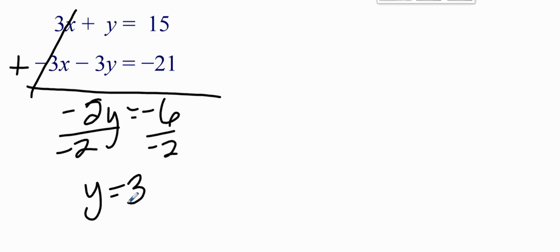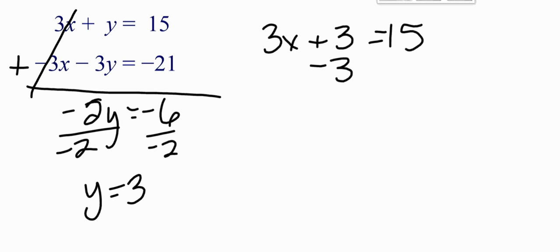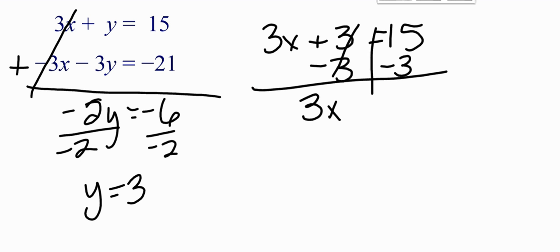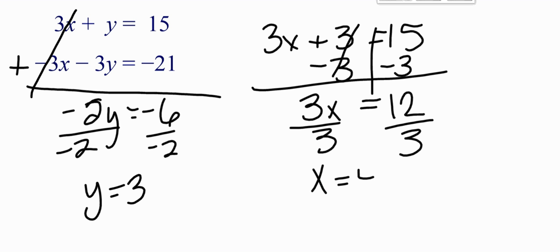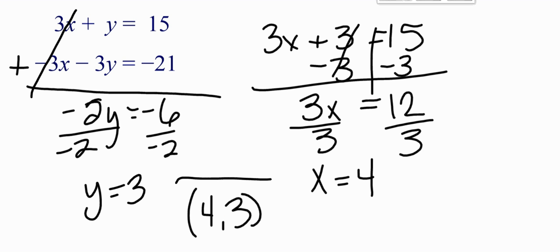And I just have to plug it back into one of the original equations. It doesn't matter which equation I plug it into, so I'm going to plug it into the first one. So 3x plus 3 equals 15. I'm going to subtract 3 from both sides. So I have 3x equals 12. Divide both sides by 3. X equals 4. So I have 4, 3.